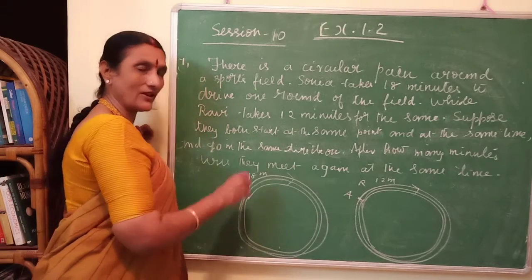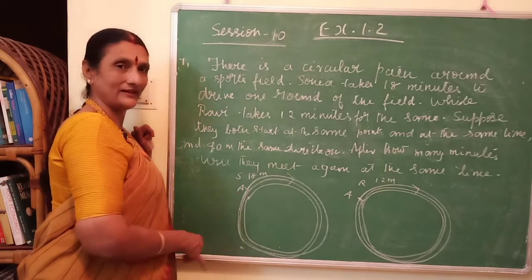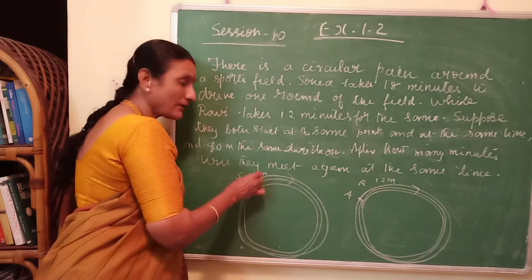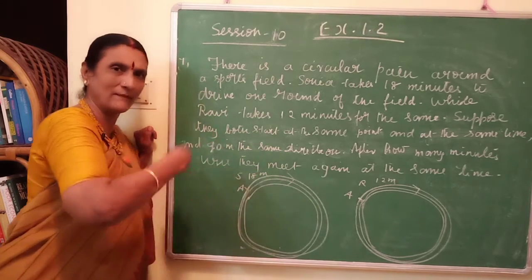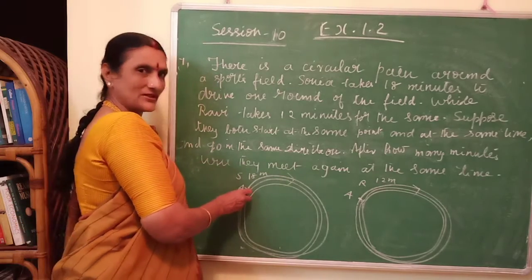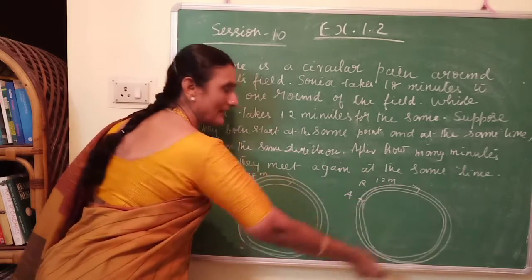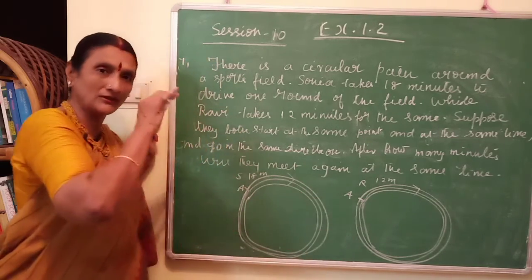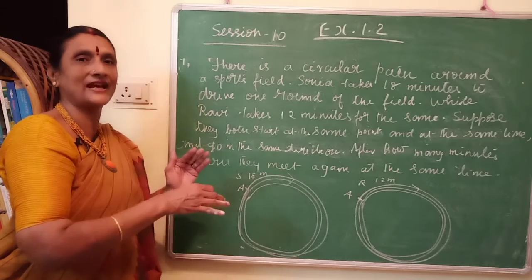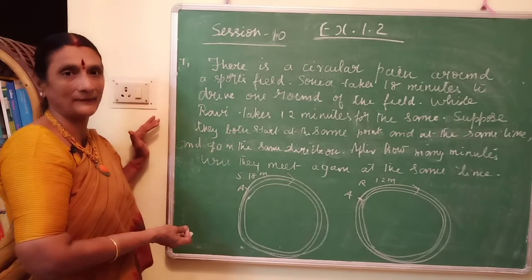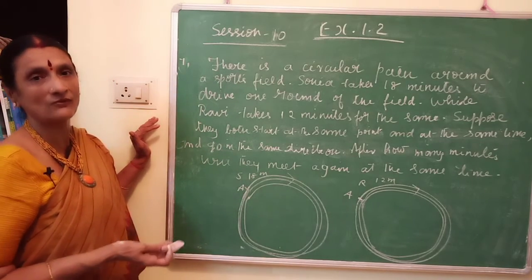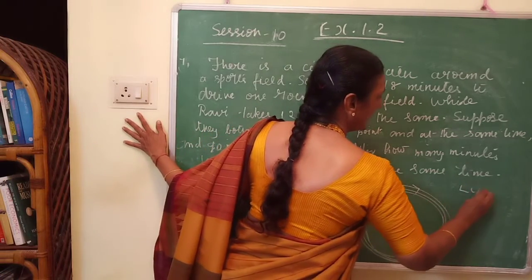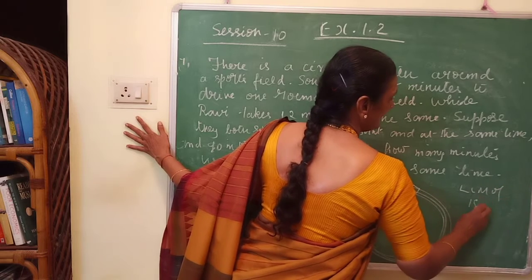The time they come together should be a multiple of 18. For every multiple of 18 minutes, she comes to the starting point. For every multiple of 12, he comes to the starting point. They both should come to the same starting point at the same time, which is possible only if we take the LCM. Therefore, we should find the LCM of 18 and 12.